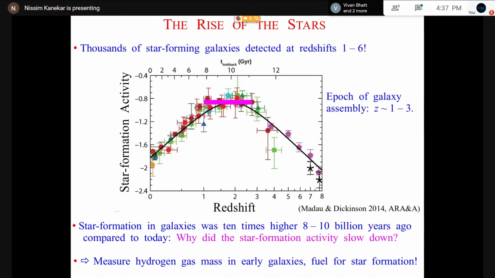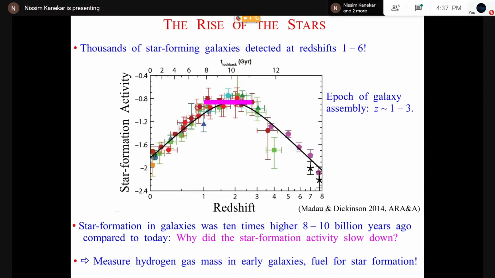So this begs the question, why did the star formation activity slow down? What happened? And really, the only way to understand this question is to look at the fuel for star formation. Something must have happened to galaxies at redshifts of about 1, because of which star formation slowed down. The way to probe this is to measure the hydrogen mass in early galaxies, because that's the fuel for star formation. But the problem, of course, is that to measure the hydrogen mass, you need to use the 21 centimeter line. And this is hard, because 21 centimeter, as I said, is really weak. How do you detect this line at even redshifts of 1 with today's telescopes? That is the problem that one has to address.